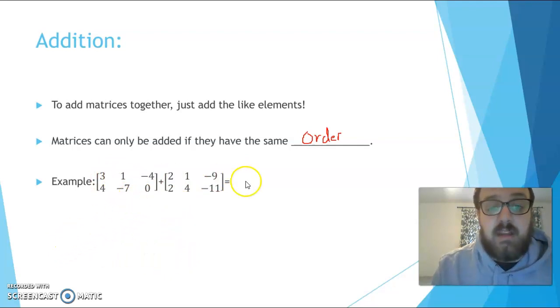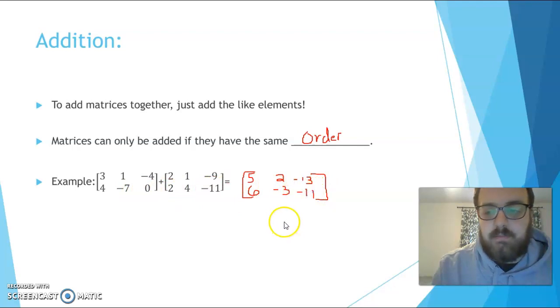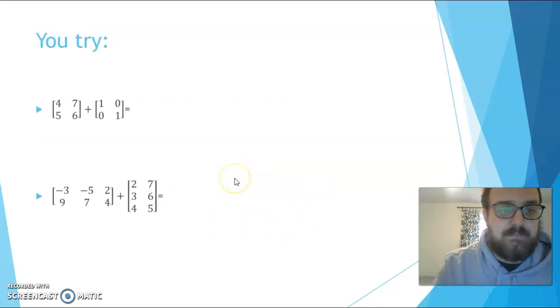Okay, so for this one, because it's the same size, I can add it, and again, all I do is add the elements that are alike. For example, up here, this would be element 1, 1. This is also element 1, 1. Row 1, column 1. Those two get added together and become element 1, 1 of my new matrix. And just go through and do that. 1 plus 1 will give me 2. Negative 4 and negative 9 give me negative 13. 4 and 2 will be 6. Negative 7 and 4 will be negative 3. And 0 and negative 11 will be negative 11. And that would be my matrix when I add it.